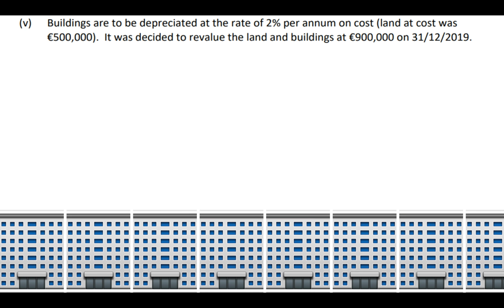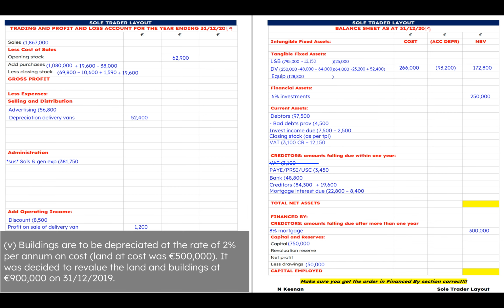Then we have note 5, still looking at buildings. Buildings are to be depreciated at the rate of 2% per annum on cost, and land at cost was €500. It was decided to revalue the land and buildings at 900,000 on the 31st of the 12th, 2019. So our land and buildings, we have to remember that we have a new cost there. So it's not 975, it's 975 minus 12,150.